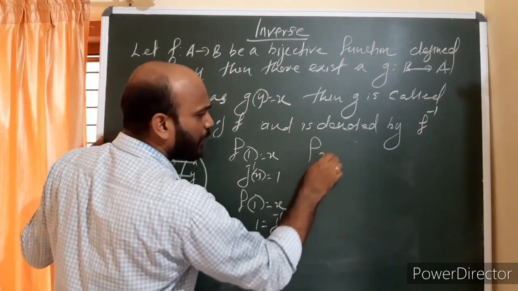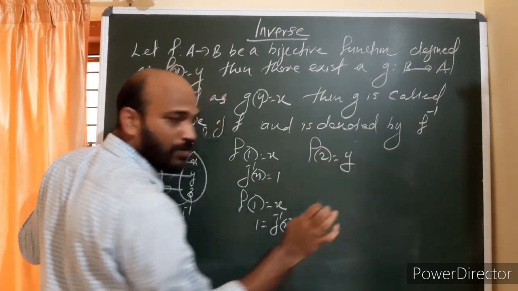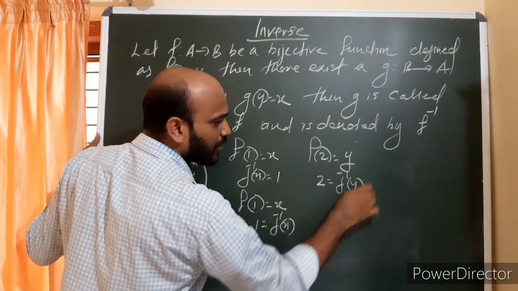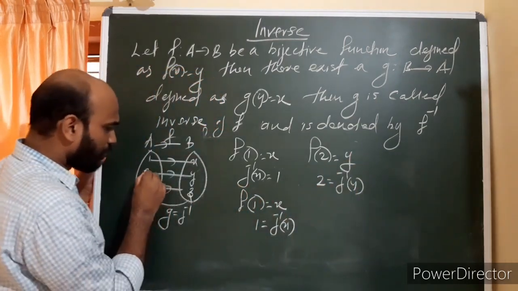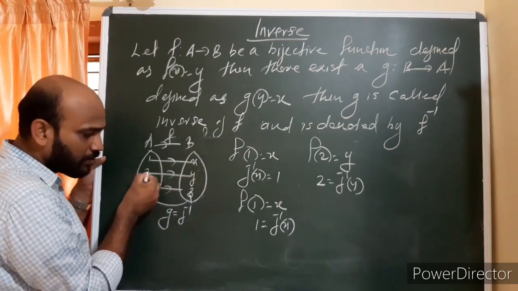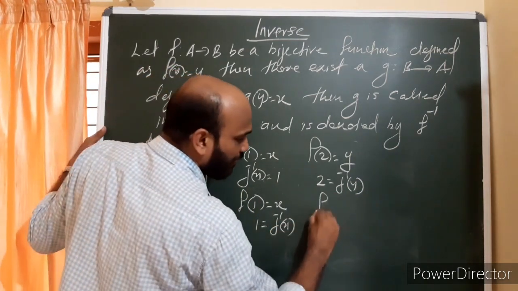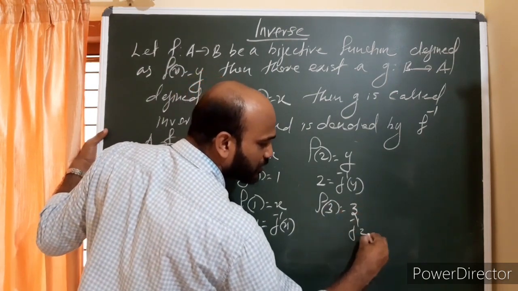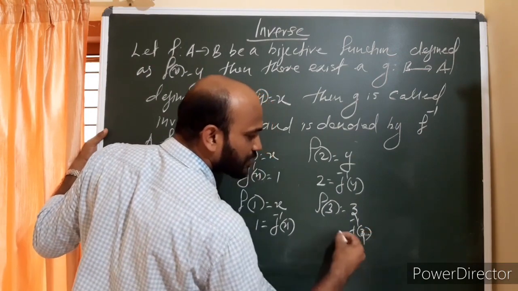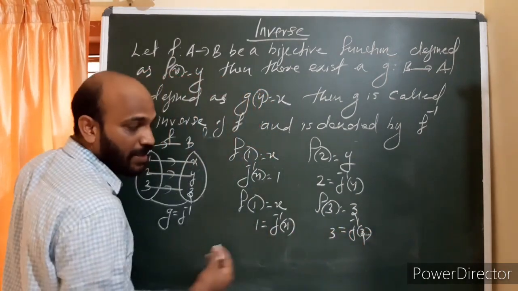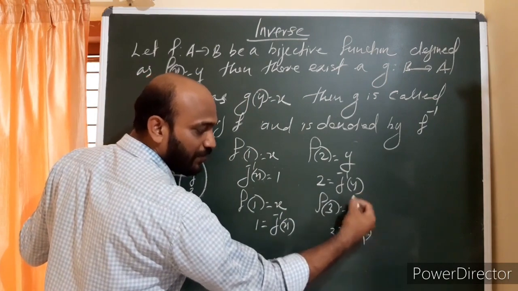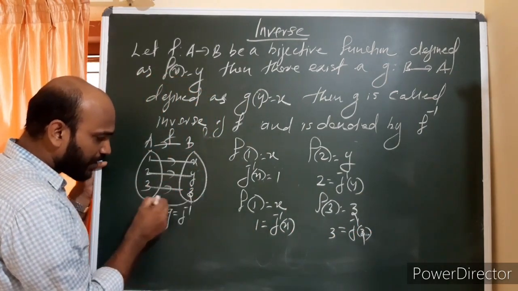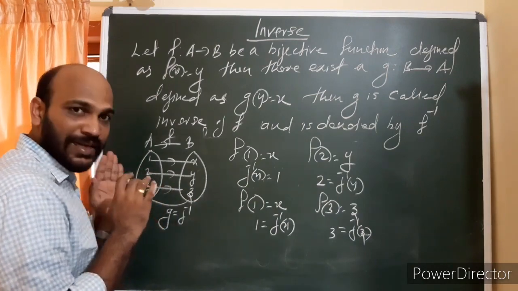So same way, what about f of 2? f of 2 equal to y. So 2 equal to f inverse of y, otherwise f inverse of y equal to 2. Correct? Then f of 3 equal to z and f inverse of z equal to 3. Now this one you have to generalize.